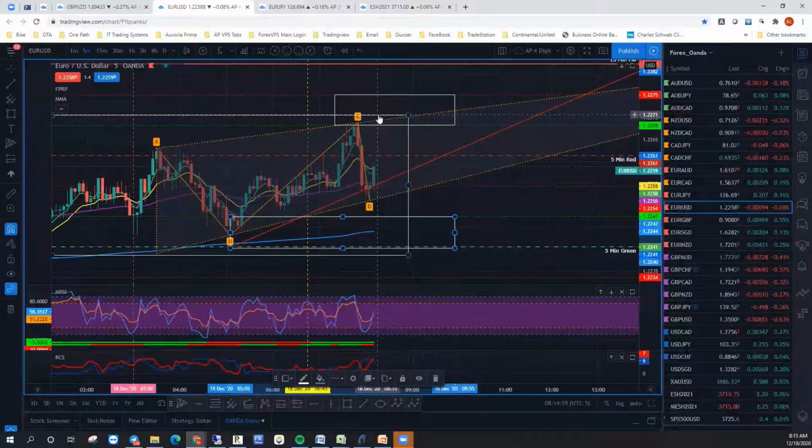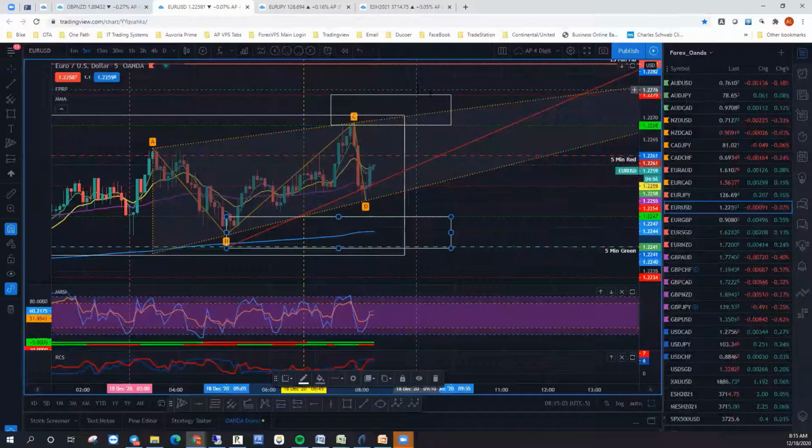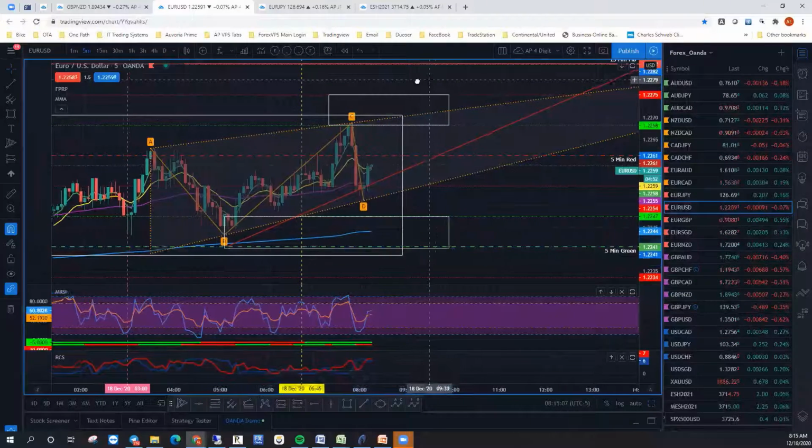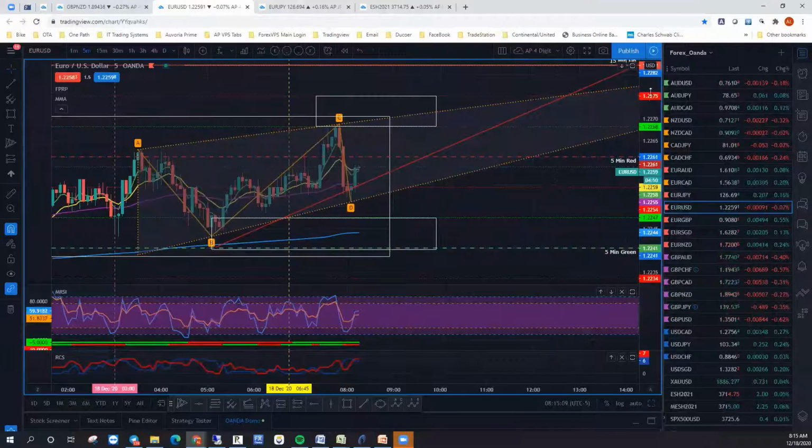Best case scenario is you're right and you get this whole move down. Worst case scenario is you lose 7 pips. You get stopped out with a very small stop.